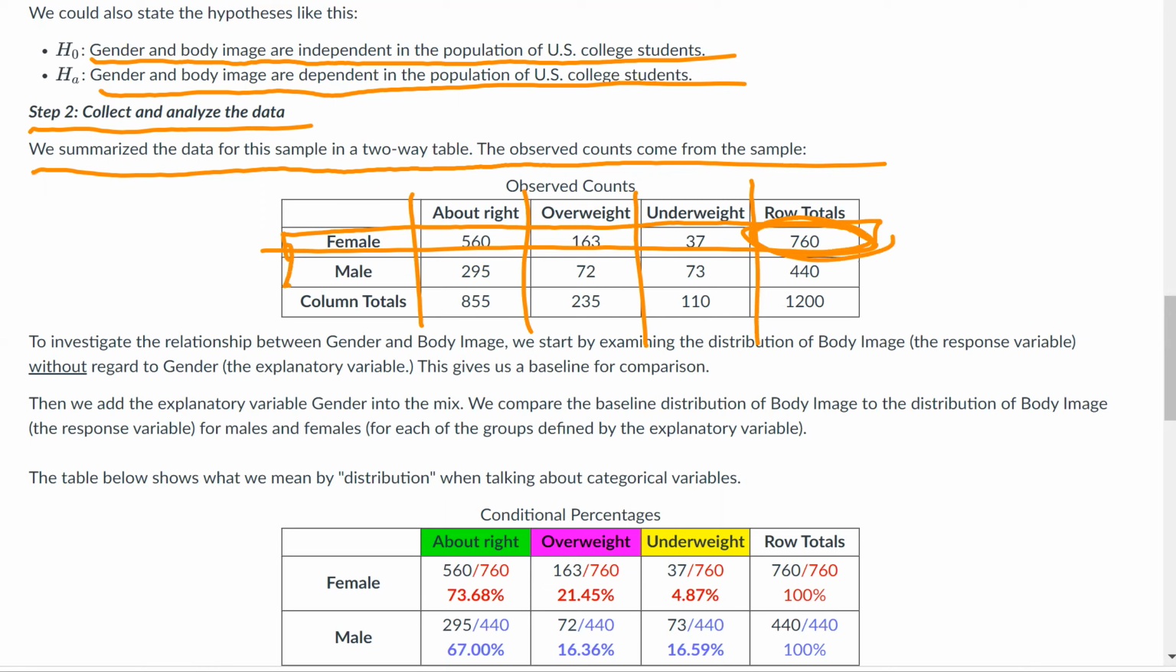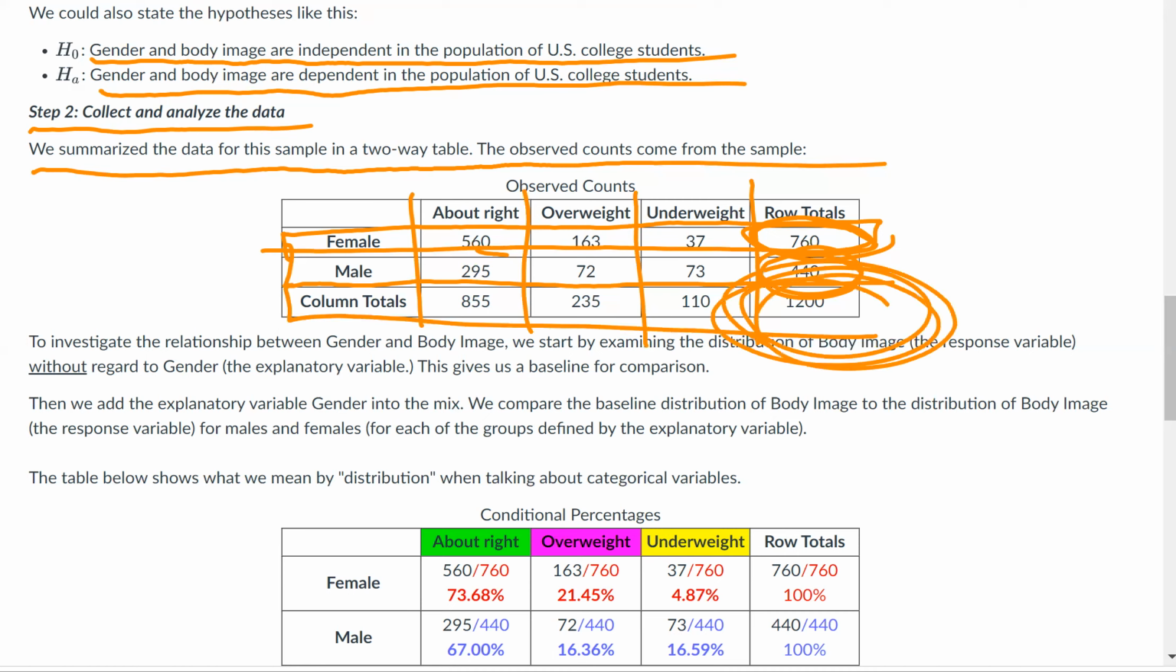And then same for males in the second row. The leftmost number is the number that thought they were about right in body image. The next is overweight, and then the following is underweight. And then a total of 440 males were polled. And then column total, so there were 1,200 total students that were polled altogether. 110 of them thought they were underweight. That's male and female put together. Overweight, 235 people in college thought that was their category, and 855 thought they were about right.